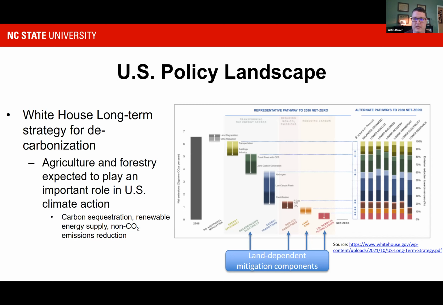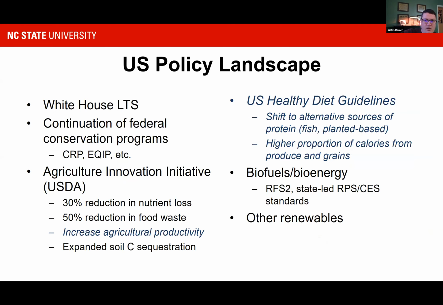And the point that I wanted to make here is some of the major components of these pathways: decarbonizing electricity, non-CO2 emissions reductions, increasing the land carbon sink, and CO2 removals, such as CCS technologies. The land use sectors are going to play a really important role in achieving these ambitious climate targets in the US. Other policies, we've heard about one major initiative already. So we're looking at a continuation of federal conservation programs like CRP and EQIP and others.